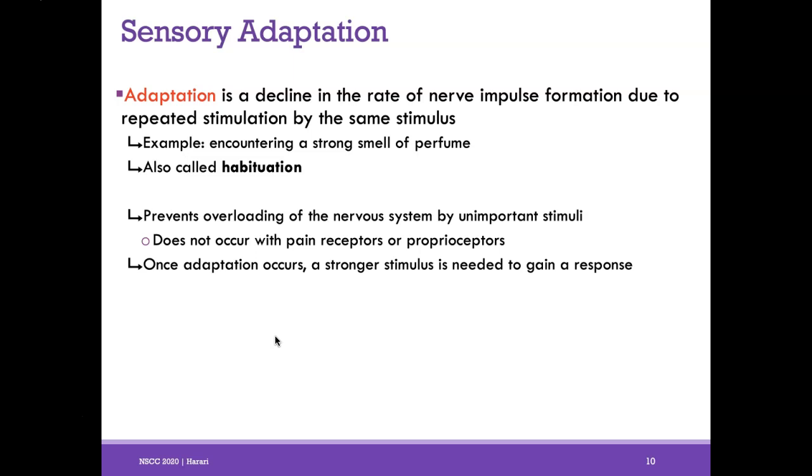An exception to this is pain. We do not become habituated to pain with pain receptors. That's a common misconception, that you can adapt to pain. Some people have different thresholds for pain, but you don't become habituated to pain. Once adaptation occurs, you need a stronger stimulus to gain a response. So if you become habituated to a certain smell of perfume, you would need to spray more of that perfume in order for another action potential to be generated by your olfactory epithelium.